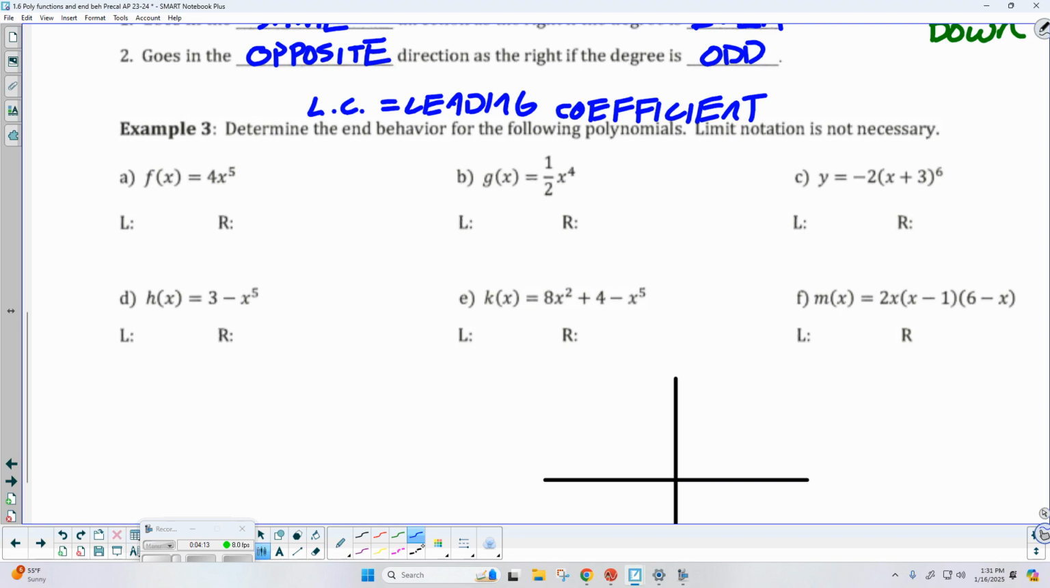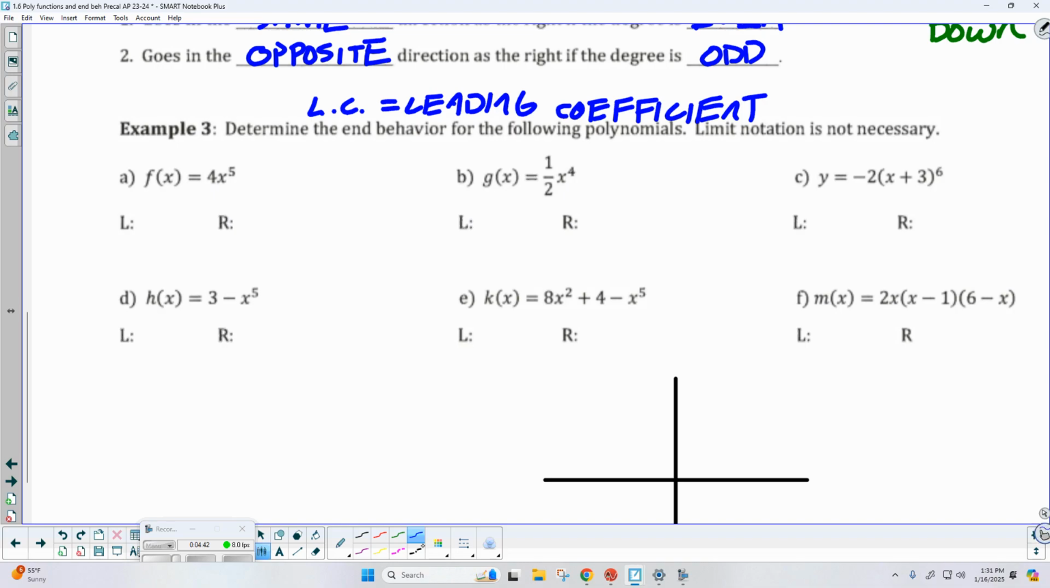Determine the end behavior for the following polynomials. I'm going to list for each one of these whether the degree is even or odd, and then I'm going to say whether the leading coefficient is positive or negative, so I don't have to write it over again. I'm just going to say LC equals leading coefficient. Now, for this set, it says the limit notation is not necessary. But if anybody does want me to write out the limit notation, let me know and I will definitely do it.